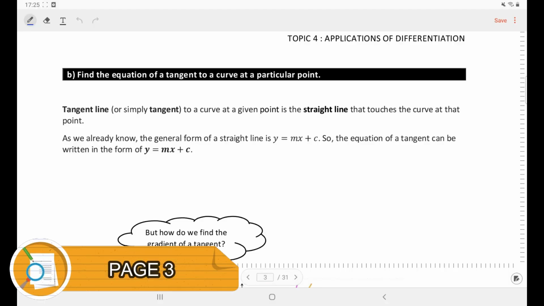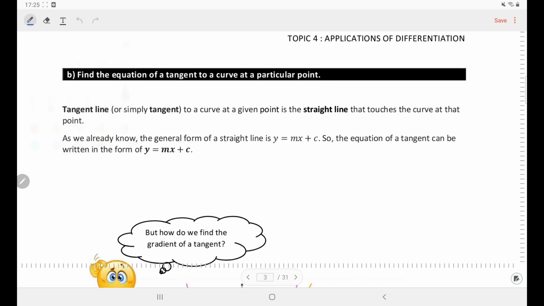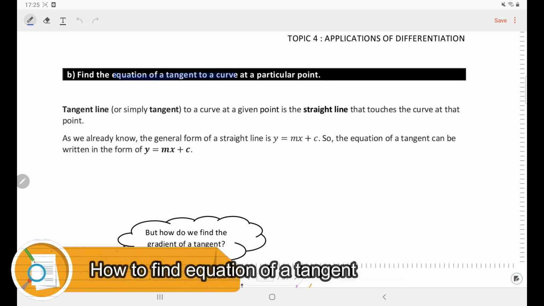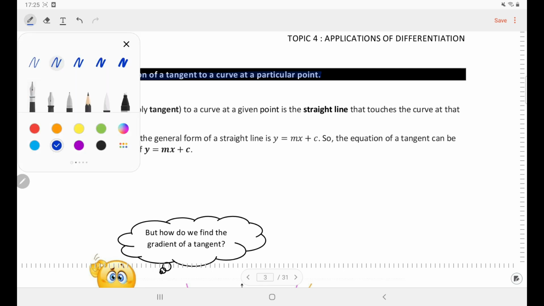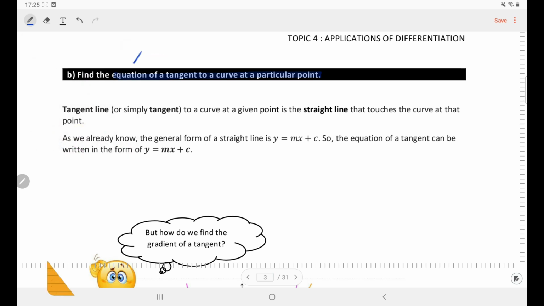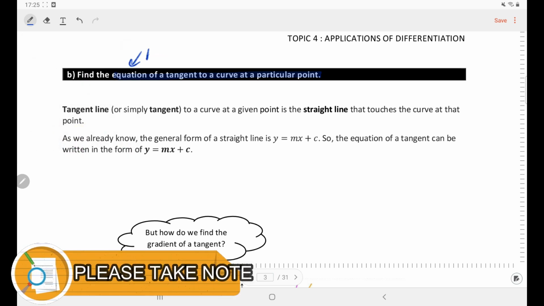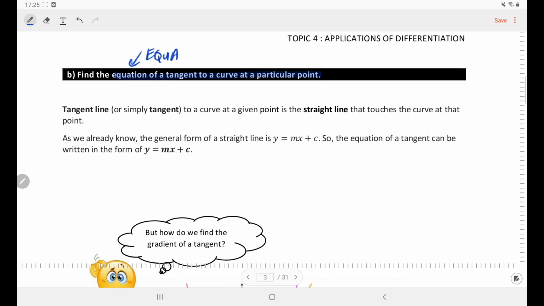Proceed to learning outcome for B. Okay, this is the second one, which is we need to find the equation of a tangent to a curve at a particular point. Okay, so satu perkataan di sini yang awak kena highlight ialah equation. Okay, maksudnya kita nak mencari persamaan kepada tangent.